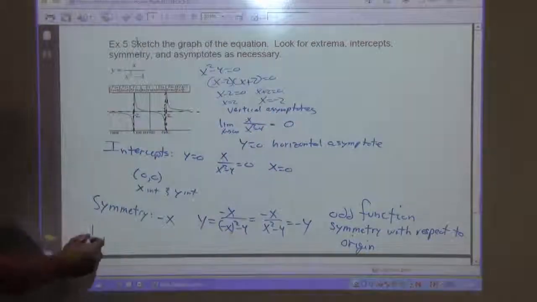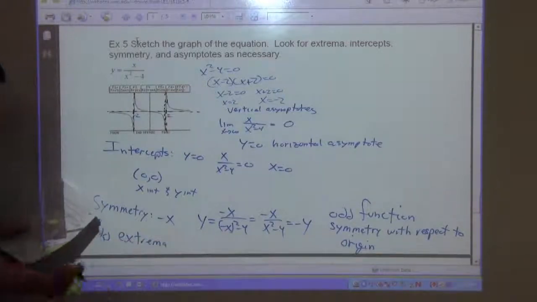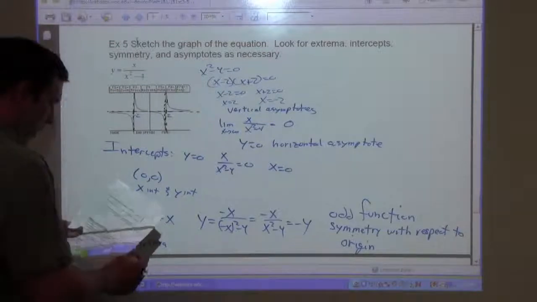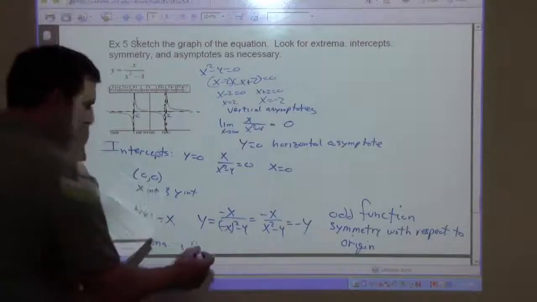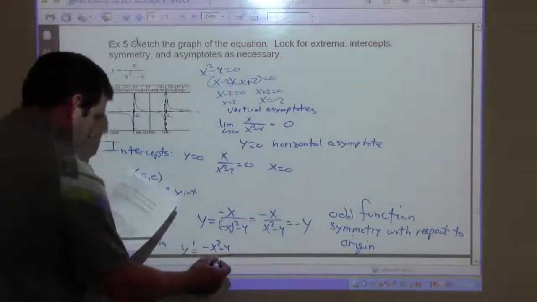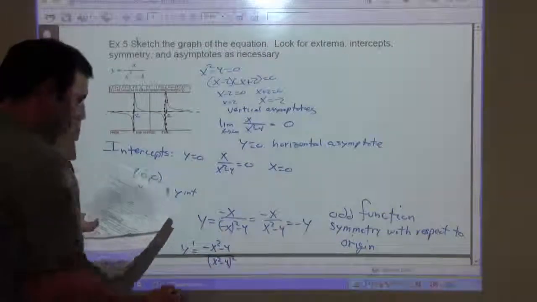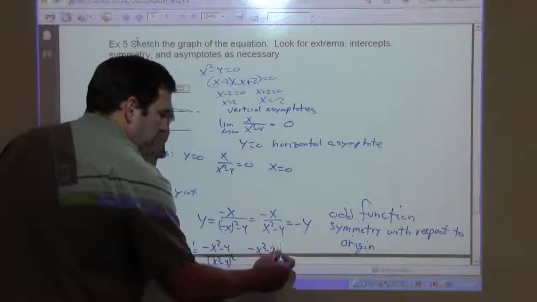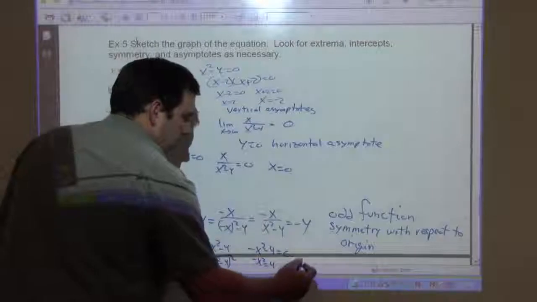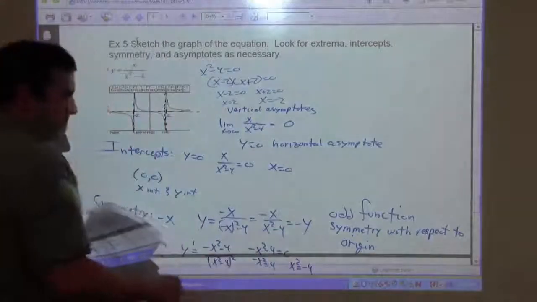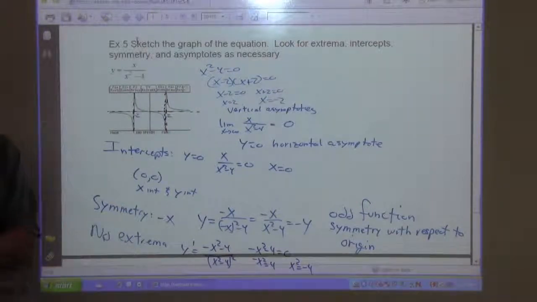There are no extrema. I mean, the first derivative is going to be negative x squared plus 4 over x squared minus 4 squared. That means the numerator, negative x squared plus 4, equals 0. It means negative x squared equals 4, or x squared equals negative 4. That's not going to be real. Okay, that'll do it for that problem.